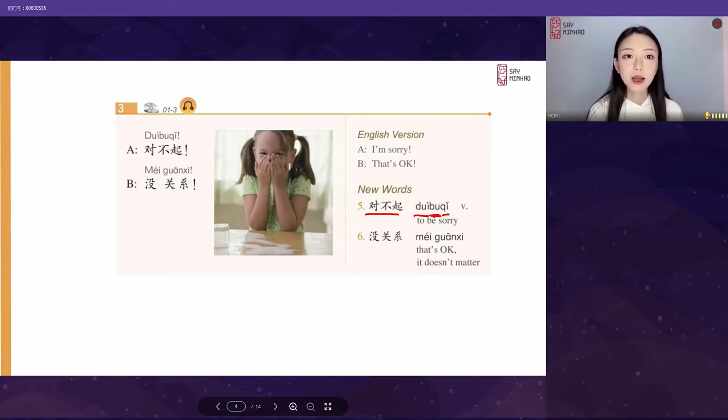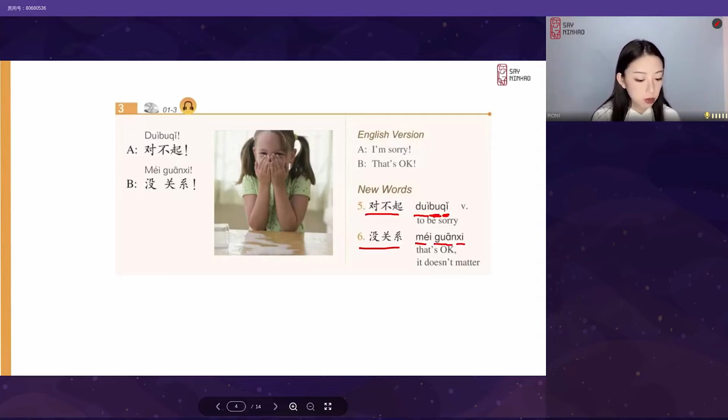So it is 不. And next one is 起. Initial is q and the final is i and the tone is third tone. So 起. Put them together, we can get 对不起. Read after me, please. 对不起，对不起，对不起. It means sorry, sorry.